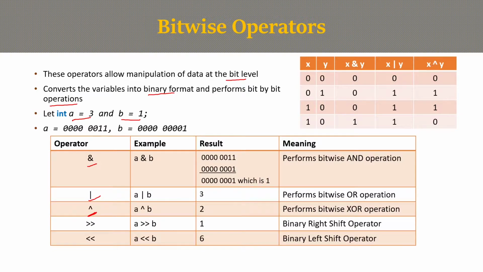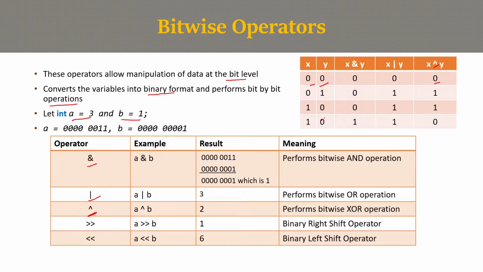And for this operator, which is the XOR operation, what happens is if x and y both have the same value, then the result will be 0. So if it is 0 and 0, the result will be 0.